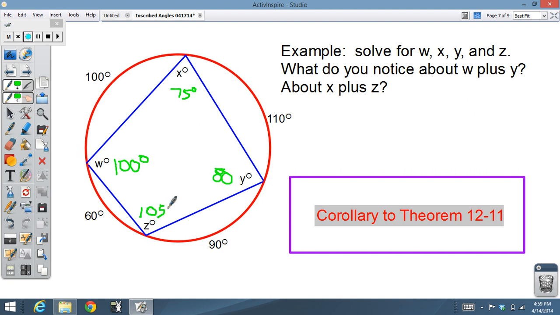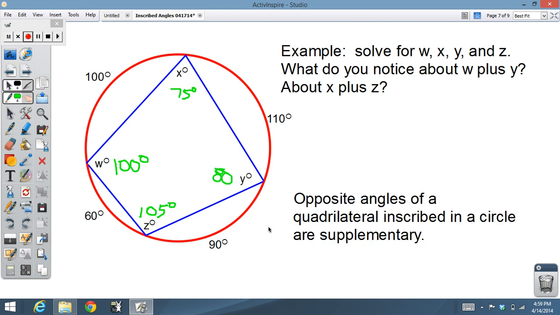Now, important question, what do you notice about the opposite angles in an inscribed quadrilateral? Okay, x and z, well, they add up to 180, which would make sense. They have to add up to half of the circle, right? W plus y also have to add up to the other half of the circle. So, therefore, we've got another corollary coming on here. Opposite angles of a quadrilateral inscribed in a circle are supplementary. Okay, so those are our three corollaries that go with Theorem 12.11.